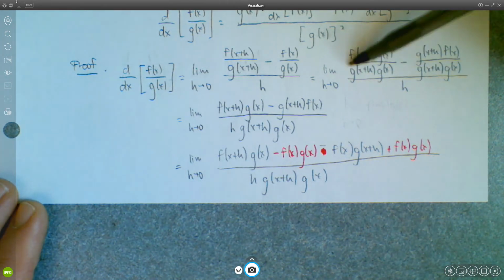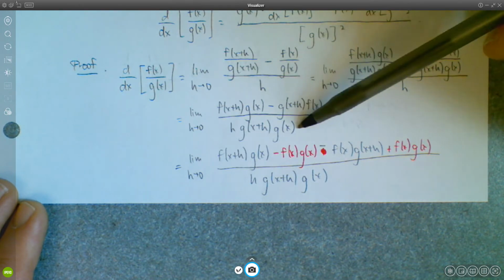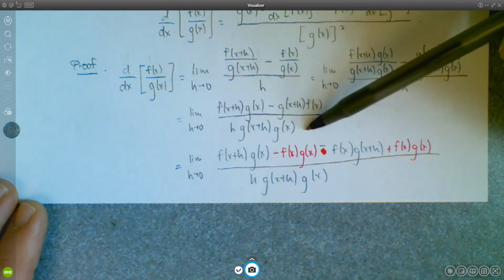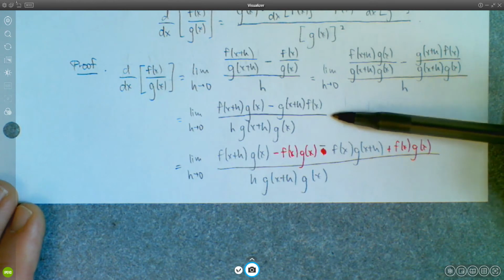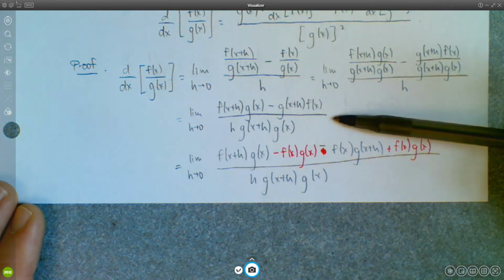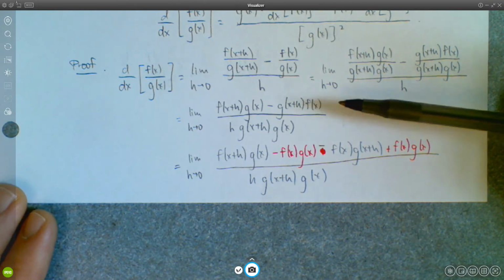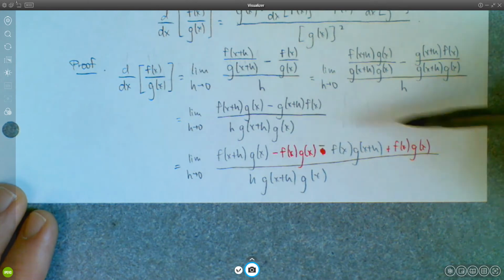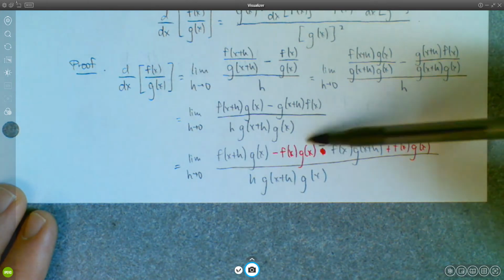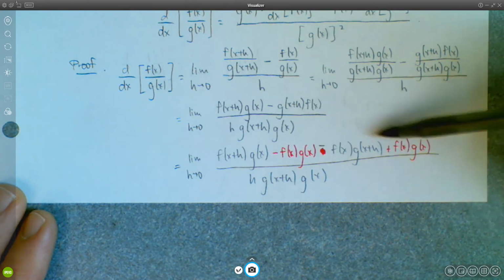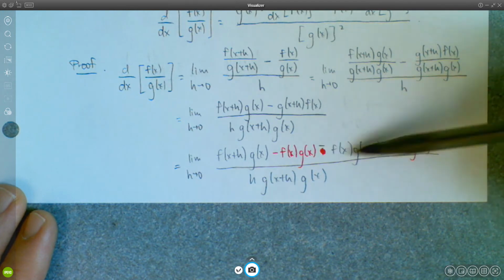Well, this denominator, g of x plus h times g of x, we can just bump down and put it with the h down here. So this is what we get when we combine those two expressions. Now, just like in the previous proof, we're going to do something a little bit clever. We're going to add and subtract an f of x times a g of x, so that we haven't changed this, right? We're just adding 0.